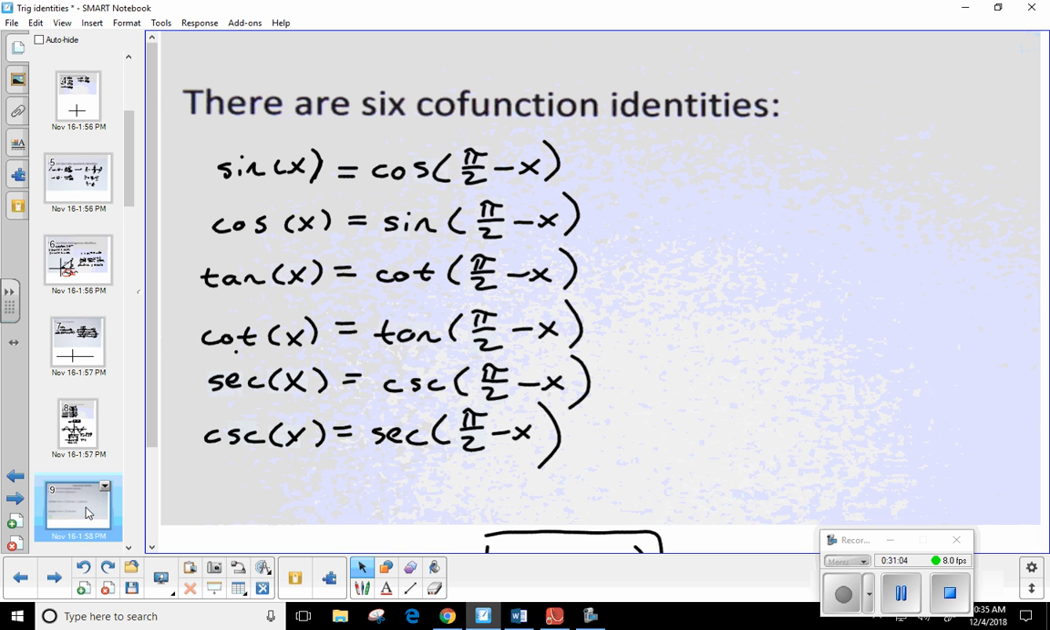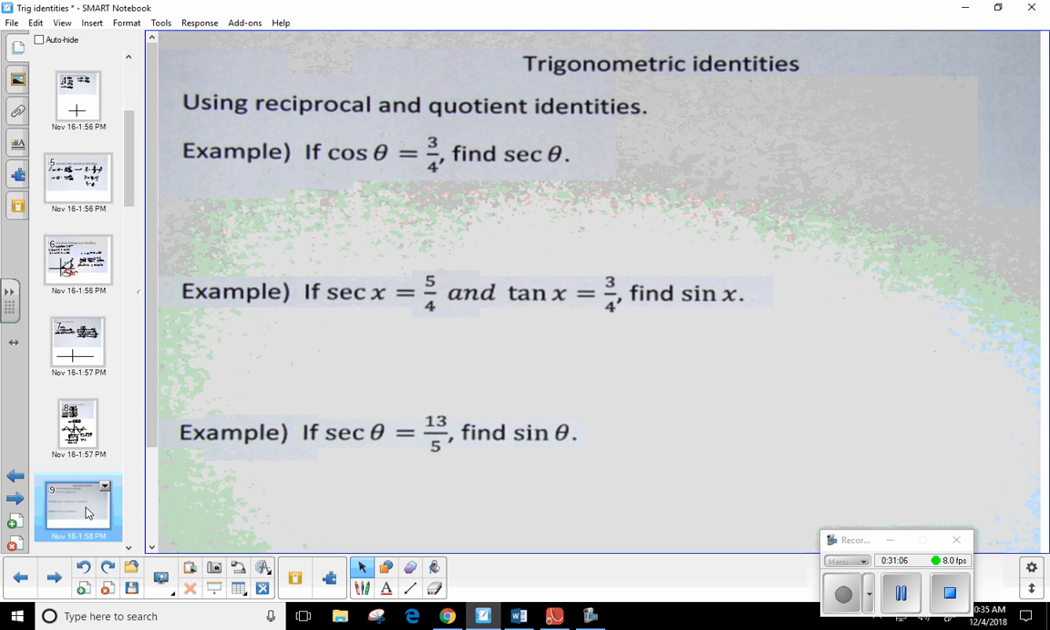All right, so there are all the identities. There are quite a few, and you do need to know those. You do need to have those memorized. I hate to use that word, but you need to be very, very comfortable with those. Okay, let's start looking at some expressions here.